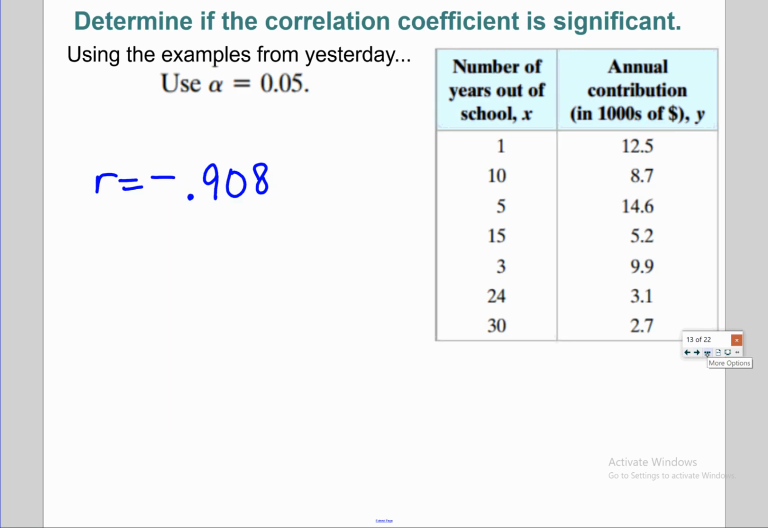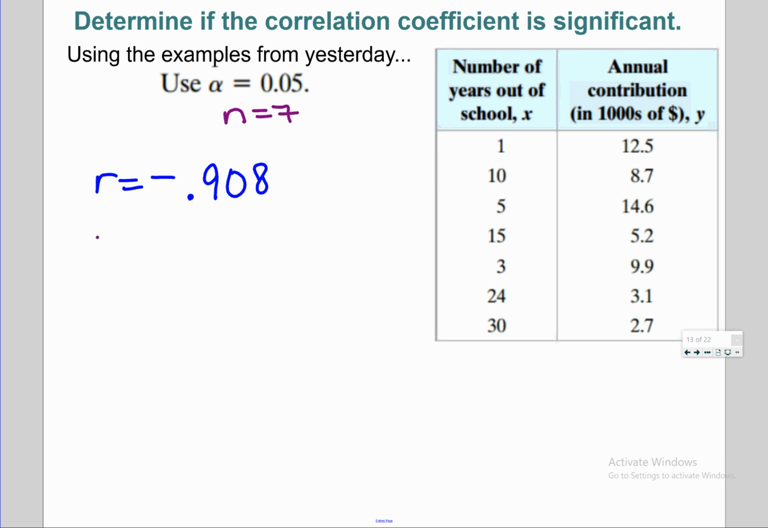If you flip forward 2 slides there, this is the data we used yesterday. We calculated the R value by hand, and then we checked it with the calculator, and this is that R value that we got. We got negative 0.908. Okay, so with that, we're now going to determine if that's significant or not. What's the N value here? How many data points do I have? I have 7 data points.